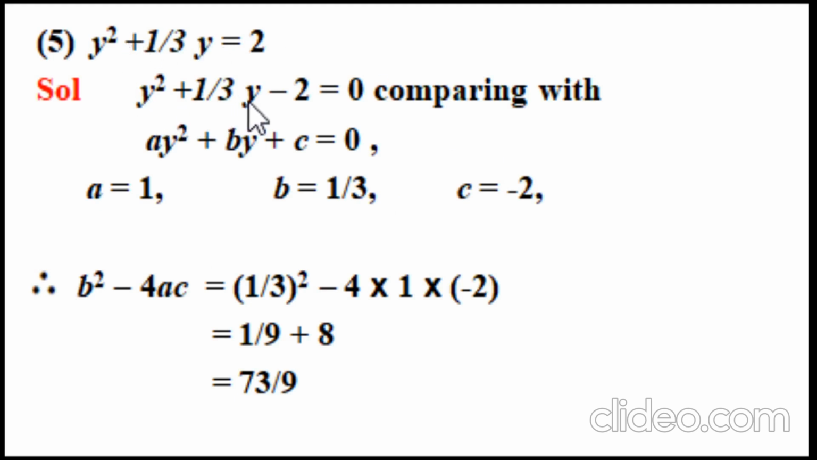y square plus 1 upon 3 y minus 2 is equal to 0. Comparing with ay square plus by plus c is equal to 0, we get a as 1, b as 1 upon 3 and c as minus 2. So find the value of b square minus 4ac.